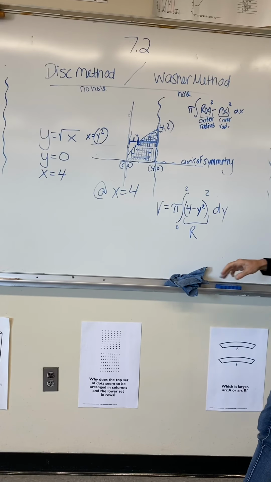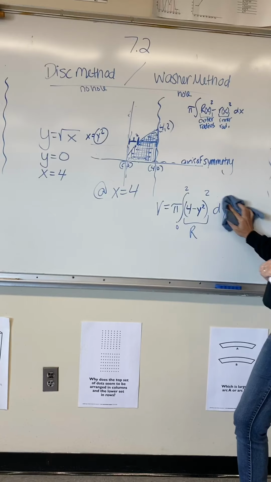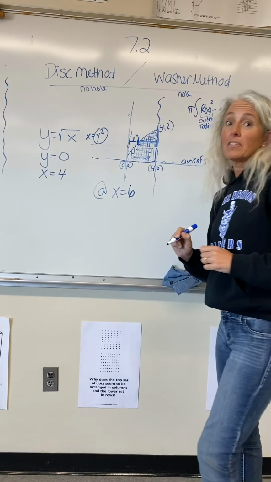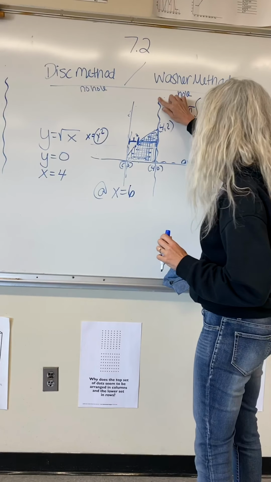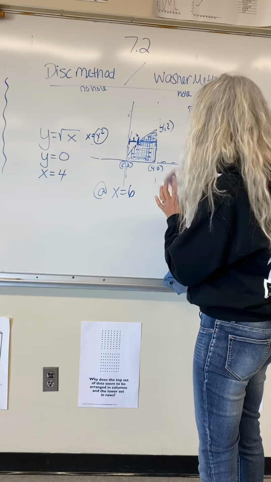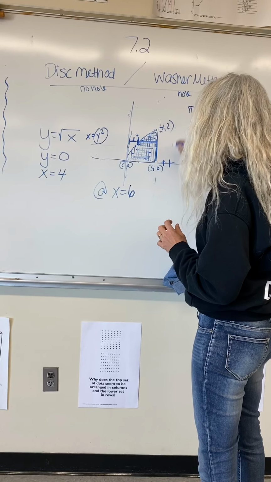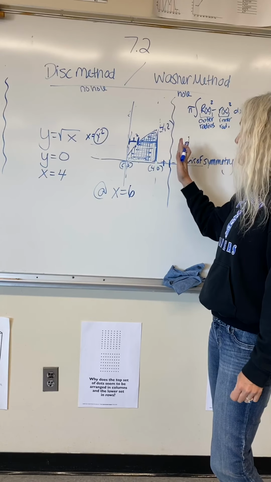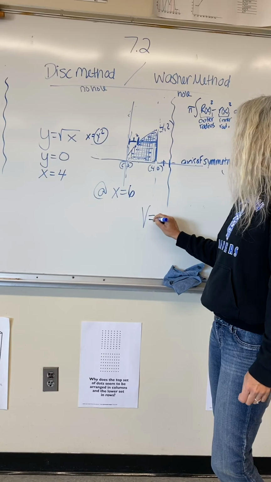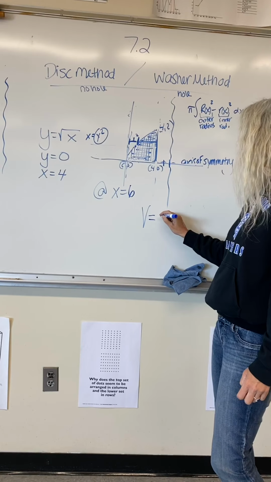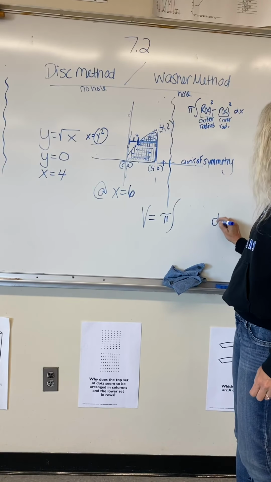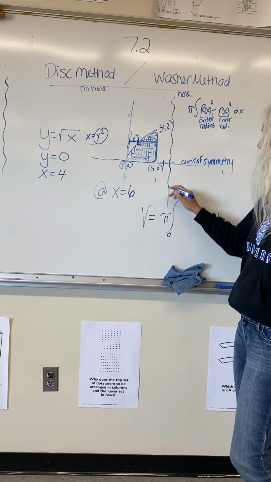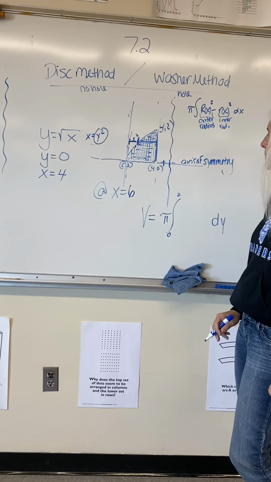And last but not least, we can do this same one, but instead of revolving it around x equals 4, let's revolve it around x equals 6. Okay, so this time, got that edge there, but if I go over 2 more and I want to revolve it around this line, again, it's a vertical line, and vertical line, so I know I am in terms of y, so dy. I think maybe on the last one I forgot to write down, but it's the same on this one, that we're going the y values 0 to 2.